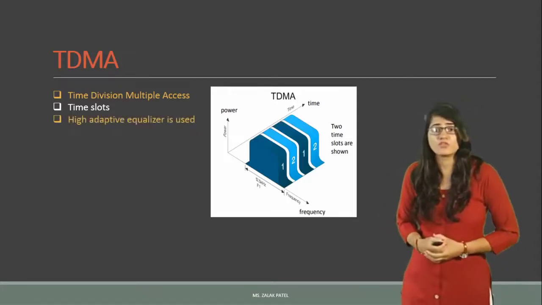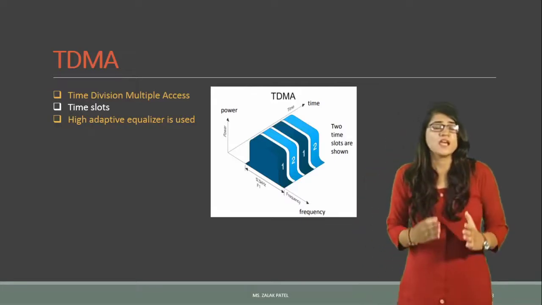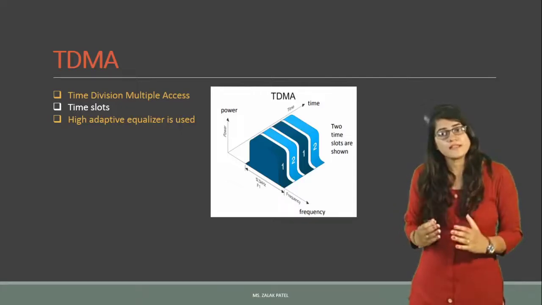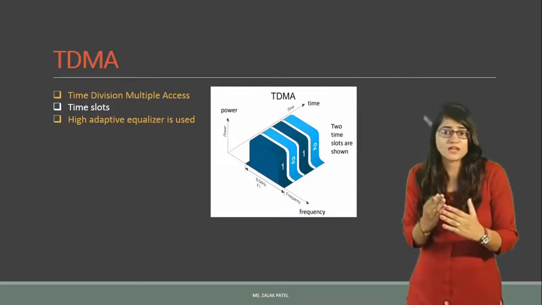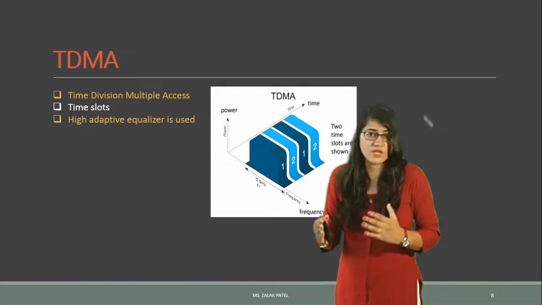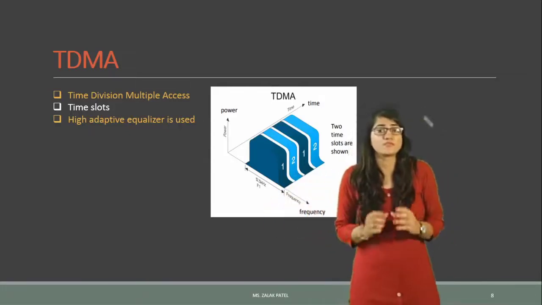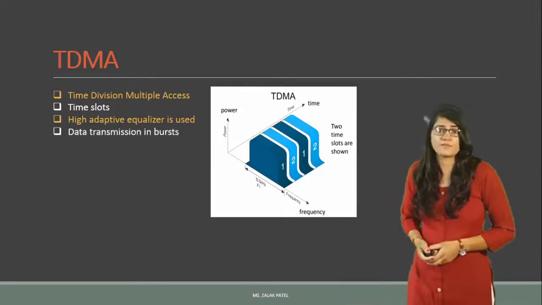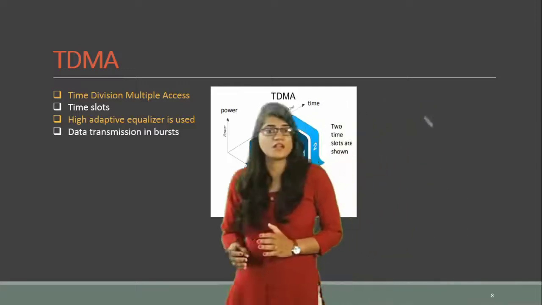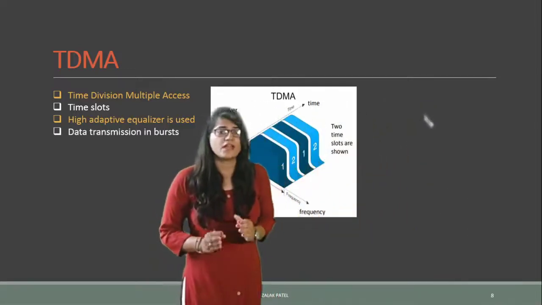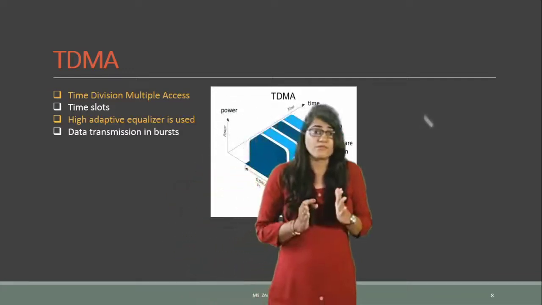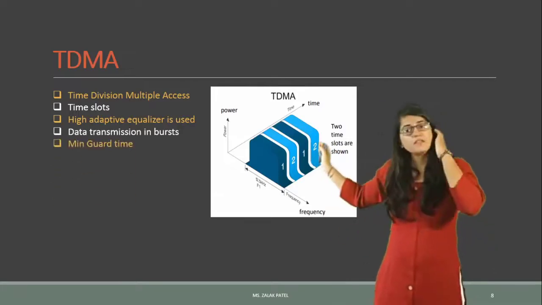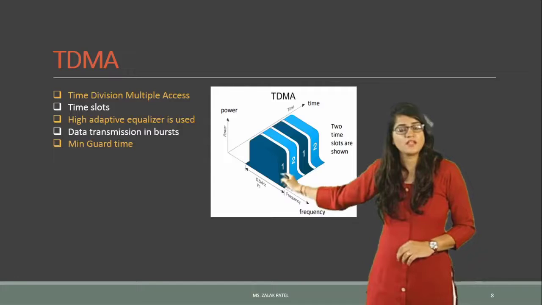Here a higher amount of equalization is necessary because the data is transmitted in terms of time slots. More synchronization is necessary because, instead of individual use by an individual user, the data is transmitted in terms of bursts or frames. As I discussed, the data is transmitted in bursts, so frames are used, and because of the frame use, synchronization is necessary in this case. But a minimum guard band is required between the time slots.